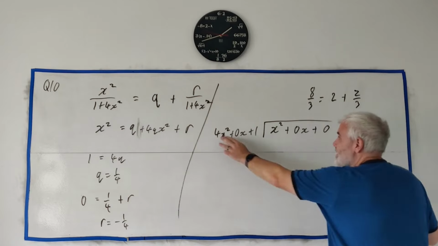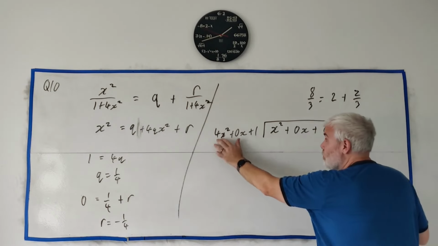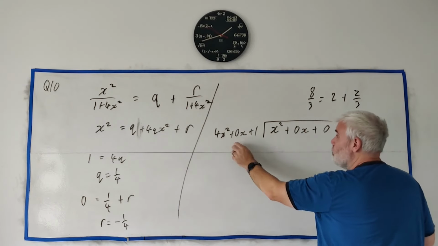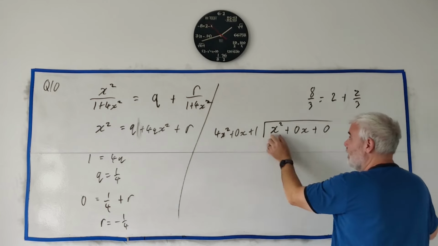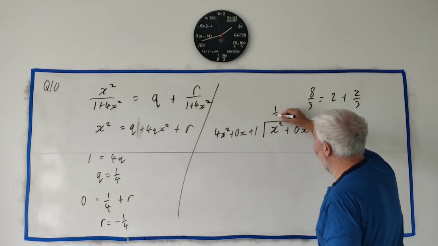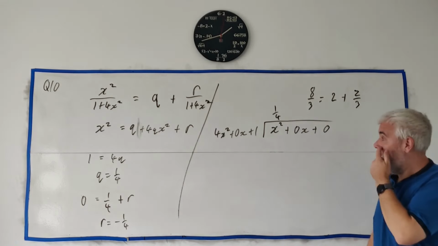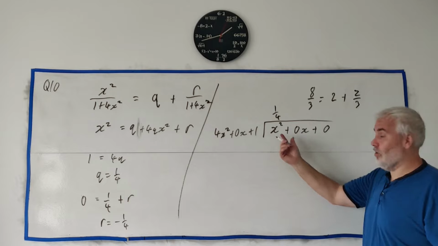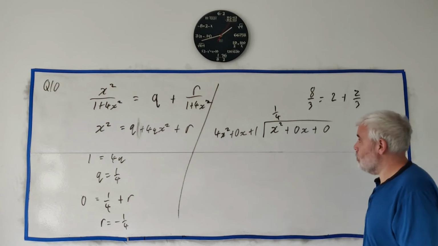So how many times does this divide into this? Well, we just look at the first terms. What would you have to multiply this by to get this number? You'd have to multiply this by 1 over 4, and that's where we get the 1 over 4. So you could do it as simply as that. You could do that in your head, in fact, to get the quotient.